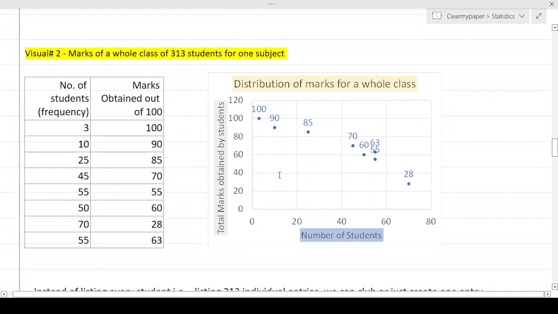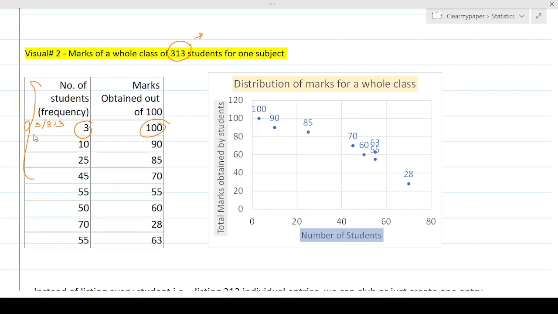So the second example also is in continuation from the previous episode, where we're talking about marks of a whole class. This time we are not talking about an individual, we are talking about a whole class, which is a bunch of 313 students, and we're talking about one subject. Okay, and what we have done is, over here if you see, 3 students out of the 313 have scored a perfect score of 100.